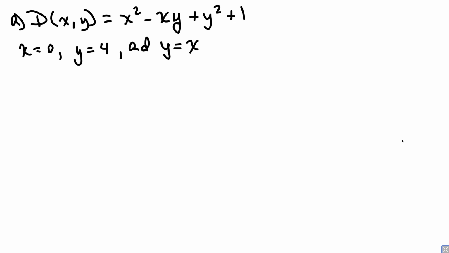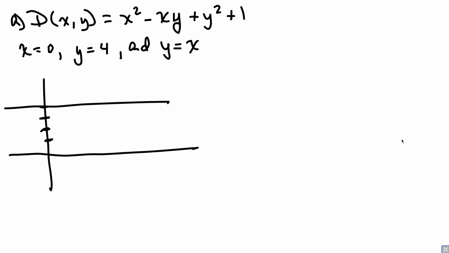Okay, so the first thing we're going to do is graph the region that we're going to be focusing on. Dealing with x is equal to 0, this is going to be the y-axis. Y equals 4, we're going to go up 4 units, so 1, 2, 3, 4, and we're going to have a line here. And then y equals x, we're going to have the points 0, 0, 1, 1, 2, 2, 3, 3, and 4, 4. Okay, so it's going to be this. So this is going to be our region.